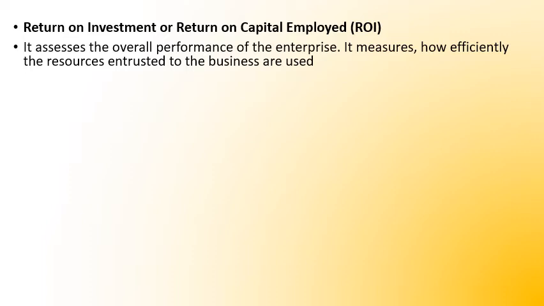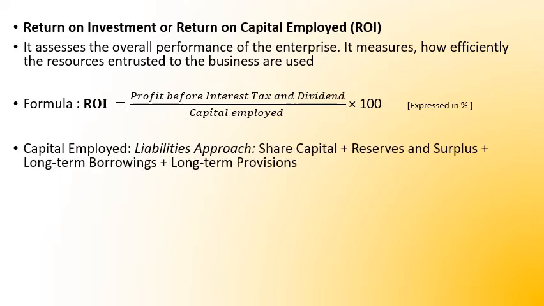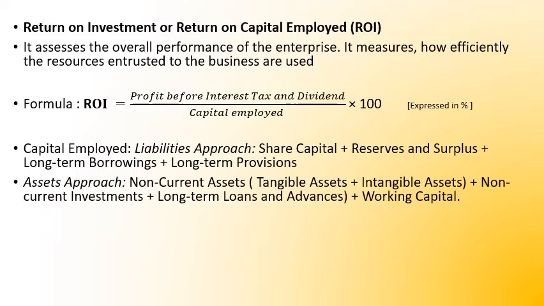So every investor, including the ordinary shareholder, is also interested to know how the company is performing by looking at this ratio. So with this formula we can calculate ROI, return on investment, which is equal to profit before interest, tax and dividend divided by capital employed multiplied by 100. The capital employed under the liability approach is share capital, reserves and surplus plus long-term borrowings plus long-term provisions.